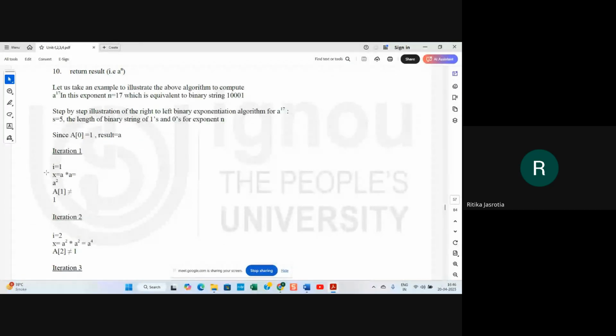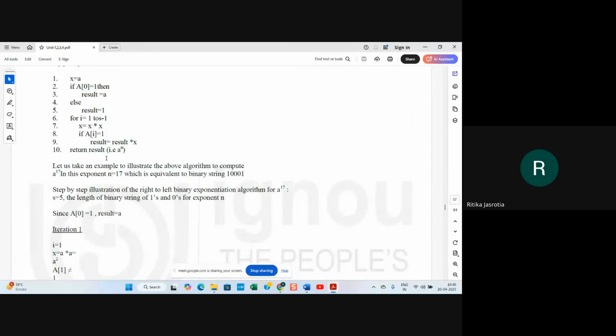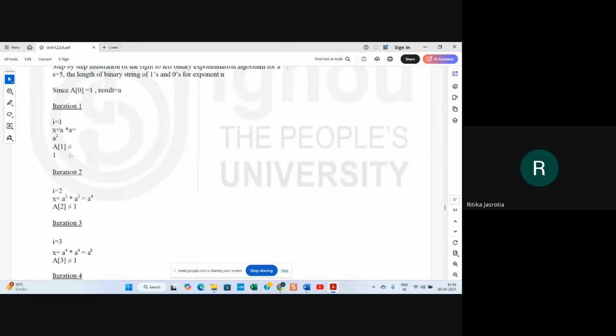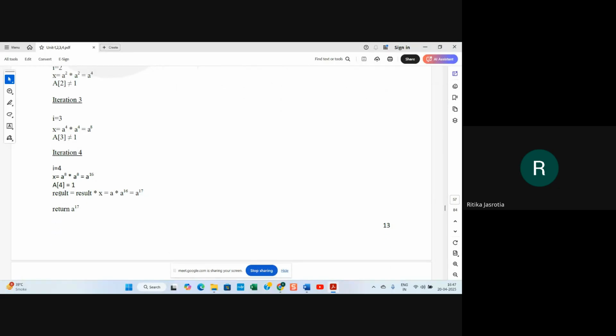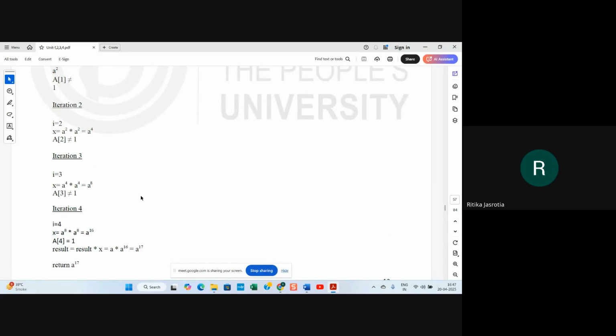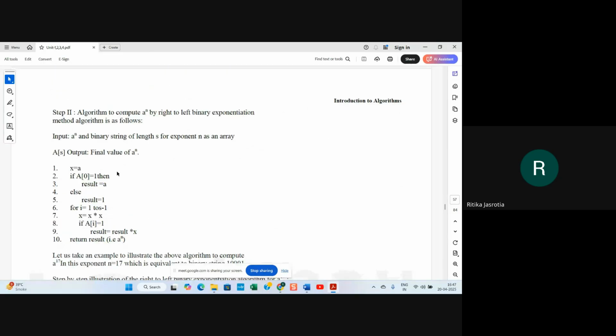So right to left, you are starting from i equal to 1. First you are calculating a into a, result into result. Then a square; the second iteration is a square into a square, a to the power 4. The third iteration is a to the power 4 into a to the power 4, which is a to the power 8. The fourth iteration gives a to the power 16, and a to the power 1 is also included. So result will be a to the power 17. So this is right to left binary exponentiation.